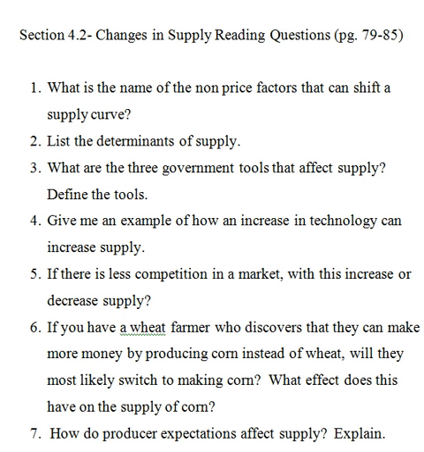And if you want to see what they are, go ahead and flip the page, go to page 80, and you will see 6 bullet points at the top of page 80. Price of resources, government tools, technology, competition, price of related goods, and producer expectations. Those are the 6 determinants of supply. We're going to go ahead and talk about all 6.